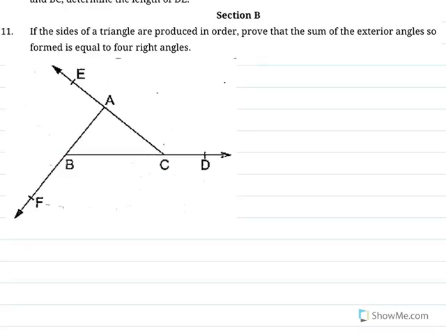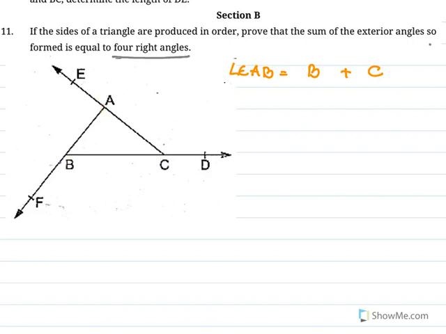If the sides of a triangle are produced in order, prove that the sum of the exterior angles so formed is equal to 4 right angles. So we have here 3 exterior angles. This is one exterior angle, the second exterior angle, and here is the third exterior angle. We need to find the sum of these 3 exterior angles. So let's take up the first exterior angle here. Then we have angle EAB, which is equal to the sum of the interior angles not adjacent, so equal to B plus C. This is the exterior angle property.